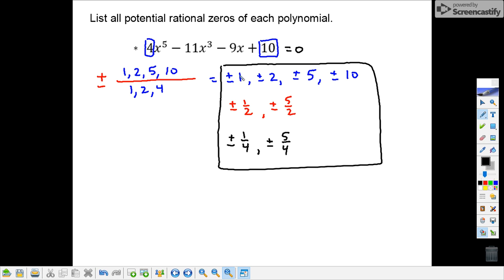So you sometimes have to guess a lot, and we'll learn some other skills as we go on of how to guess more accurately so that you're not spending years trying to find a zero that actually works. But that is how you find the list of potential rational zeros.